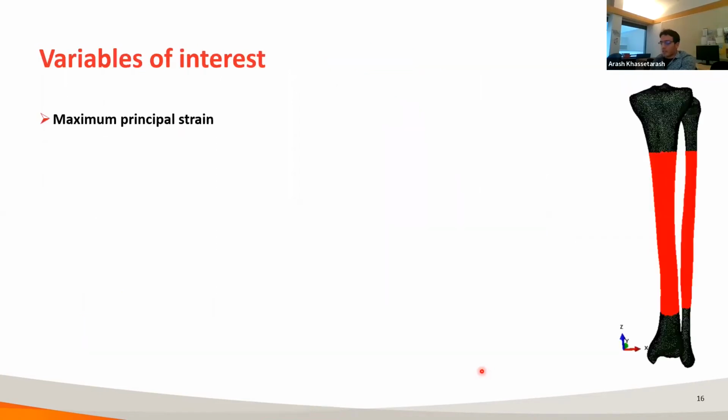We were interested in strains within the tibia and fibular midshaft as shown in red here. We looked at maximum principal strain as a failure criterion, and we looked at von Mises strain, which has been used for failure criterion of ductile materials. And we also looked at pressure modified von Mises strain, which has been shown to be a good failure criterion for orthotropic materials.